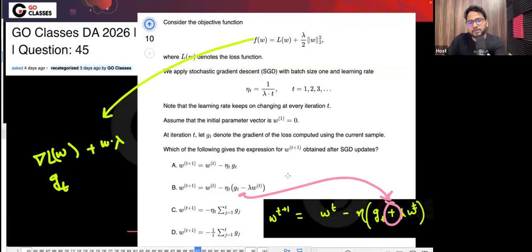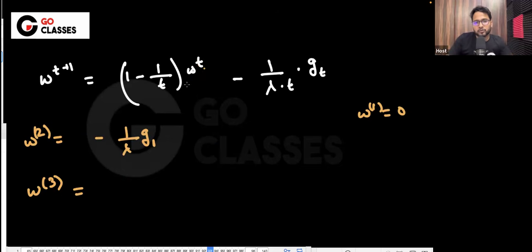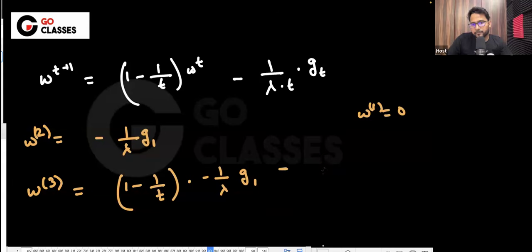Now, if you see the question, it is given that w1 is 0, the first weight is 0. Now what about w2? Since t equals 1, w2 will be 0 minus 1 upon lambda, t equal to 1, G1. What about w3? w3 will be (1 minus 1 upon t) into w2, where w2 is minus 1 upon lambda G1, minus 1 upon 2 lambda into G2, right?